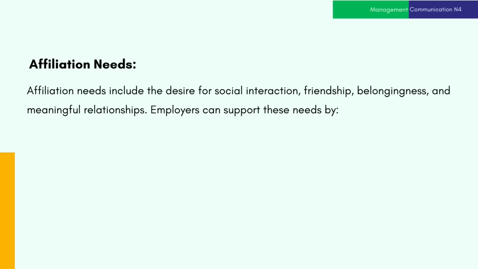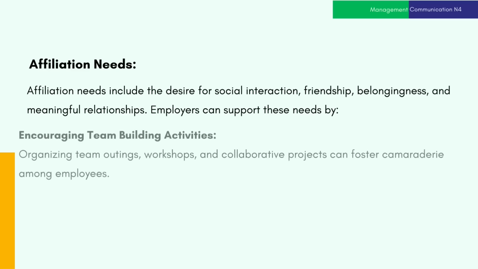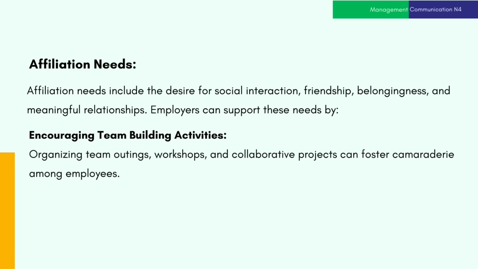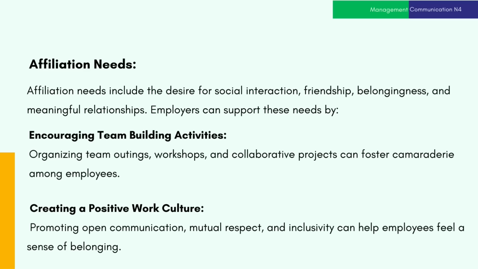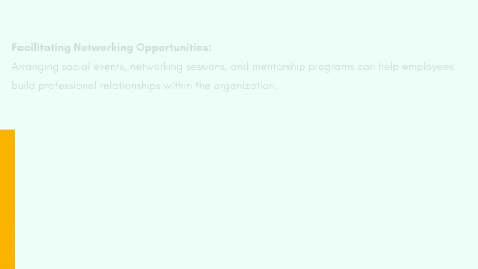2. Affiliation needs. Affiliation needs include the desire for social interaction, friendship, belongingness, and meaningful relationships. Employers can support these needs by A. Encouraging team-building activities. Organizing team outings, workshops, and collaborative projects can foster camaraderie among employees. B. Creating a positive work culture. Promoting open communication, mutual respect, and inclusivity can help employees feel a sense of belonging.